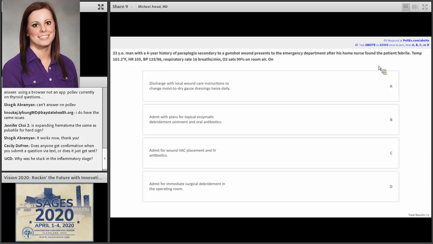A, discharge with local wound care instructions to change moist to dry gauze dressings twice daily. B, admit with plans for topical enzymatic debridement ointment and oral antibiotics. C, admit for wound vac placement and IV antibiotics. D, admit for immediate surgical debridement in the operating room.